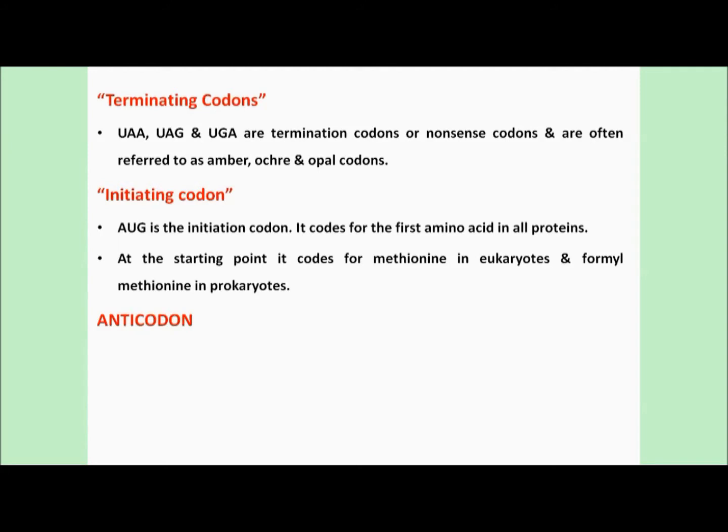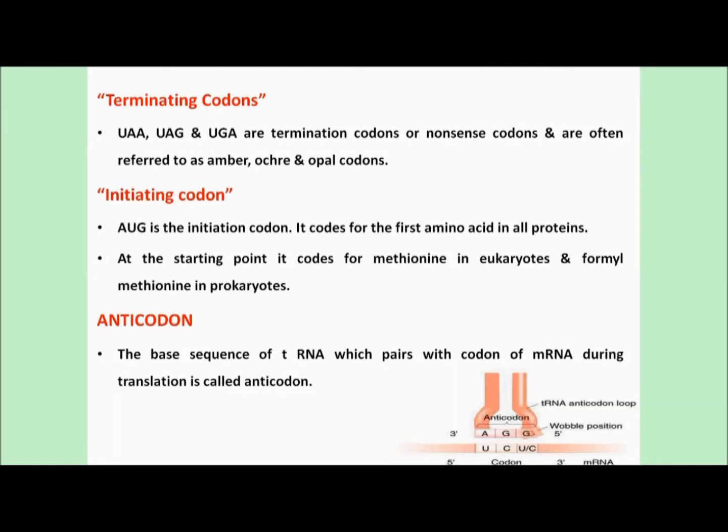Now the next concept is the anticodon. What is an anticodon? The tRNA generally has an anticodon. Here I am showing you AGG. So the anticodon is nothing but simply the base sequence of the tRNA which pairs with the codon of mRNA. Here this is the mRNA, right? This is the base of the tRNA, which will pair with the mRNA during the translation. It is known as the anticodon.